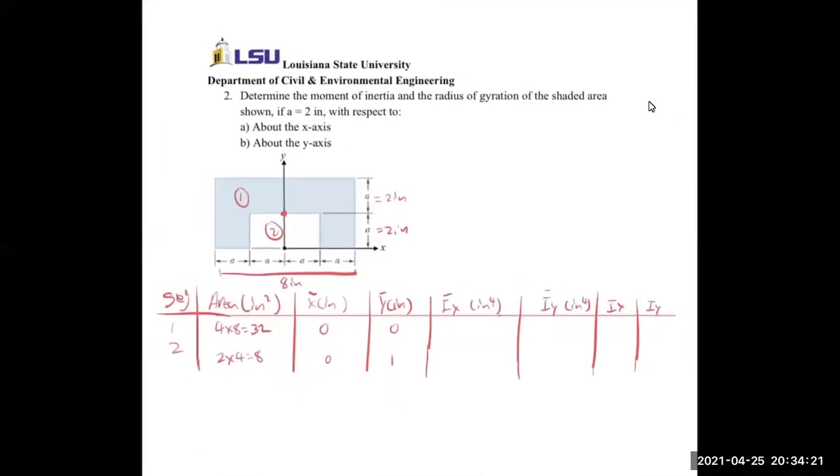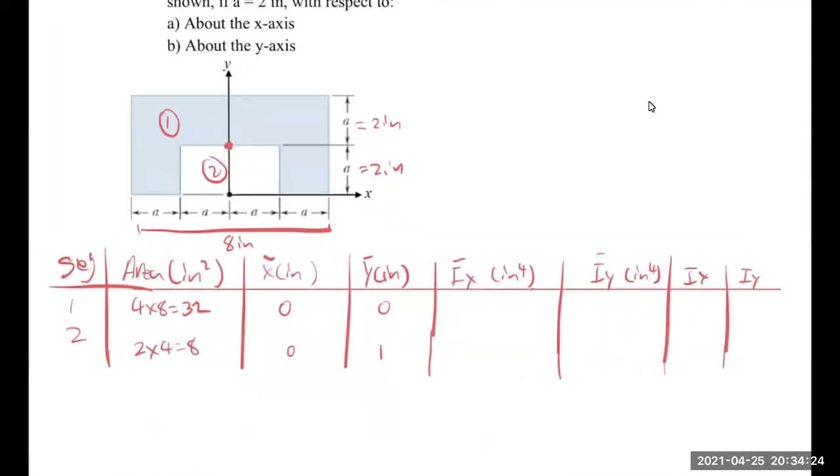All right, so let's fill out I bar x and I bar y. For I bar x, that's the base times the height cubed over 12. And for I bar y, that is the height times the base cubed over 12. That's only for the rectangle. For a different kind of shape, they have different moment equations. So let's do I bar x. I bar x will be the base multiplied by the height, which is 4 cubed, over 12.